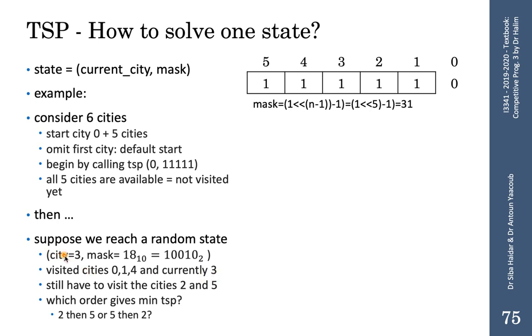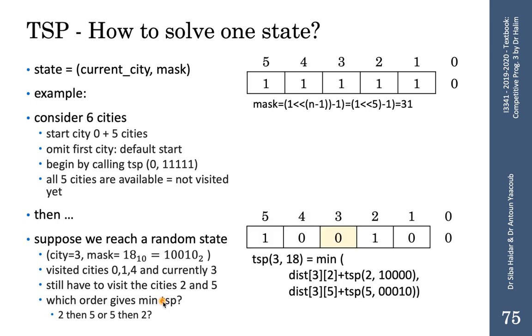So this is the first parameter of the recurrence. And we still have to visit the cities 2 and 5. Okay? So the question here, because there are only 2 cities to visit, do I visit 2 then 5 or 5 then 2? Which order gives me the minimum cost? So this is the representation as I was explaining. And the TSP of 3, 18, if it is not memoized yet, will have to calculate 2 things and return the minimum between these 2 values.